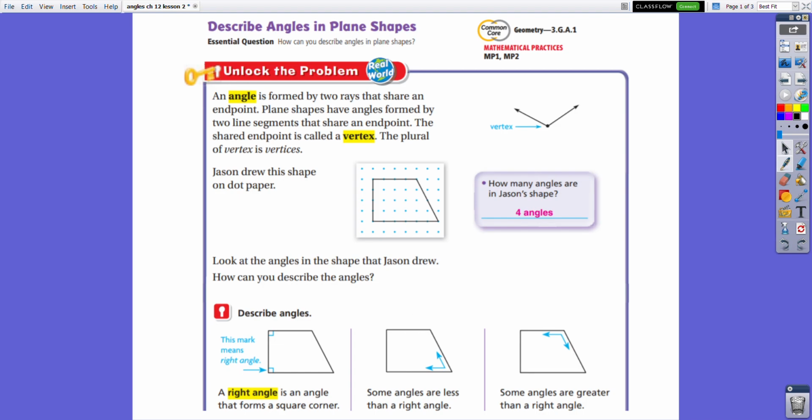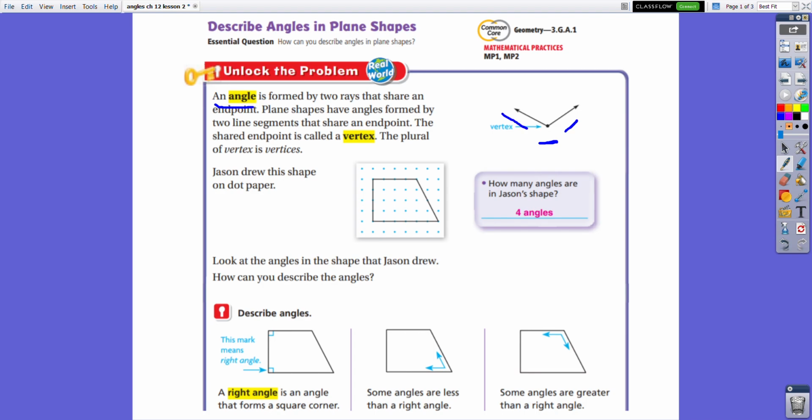What does angle mean? Look at this definition here. An angle is formed by two rays that share an endpoint. Plane shapes have angles formed by two line segments that share an endpoint. What does that mean? What do I mean by angles? Do you remember from yesterday when we talked about ray? As you can see here in this shape, this is the first ray, this is the second ray.